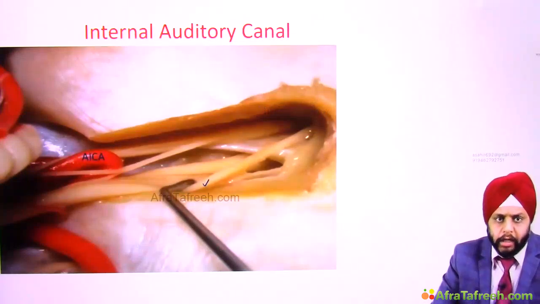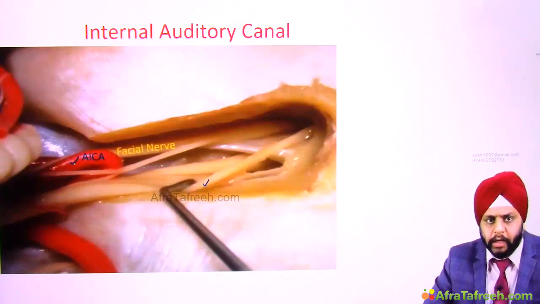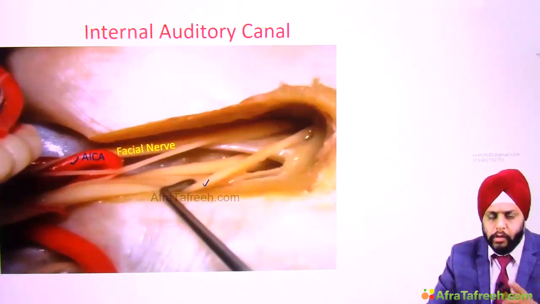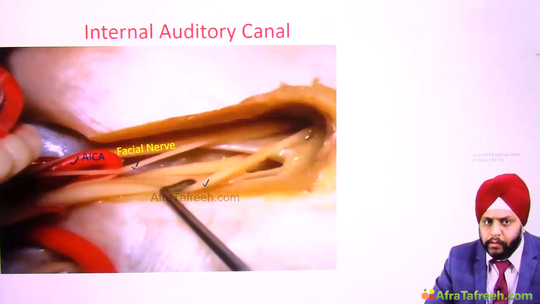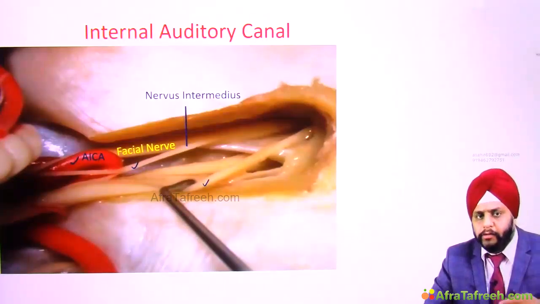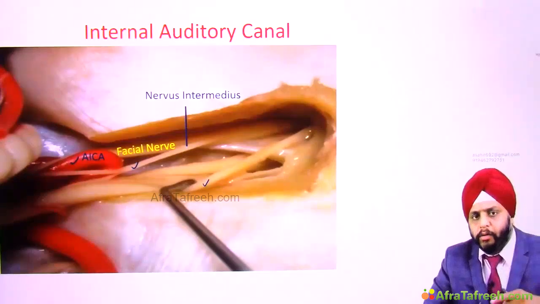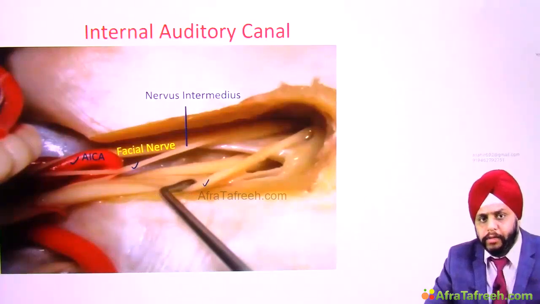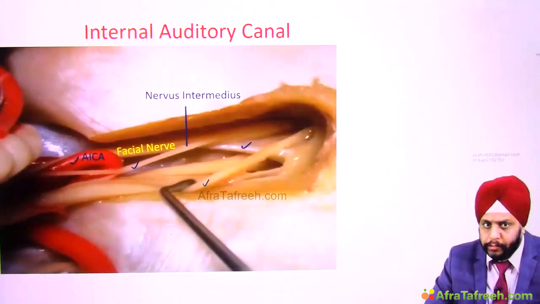We can see the ICA over here, we have discussed that. Then that is the facial nerve. This is the nervus intermedius, so that has joined the facial nerve. Both of them go anteriorly and above this ridge, the transverse crest, right?